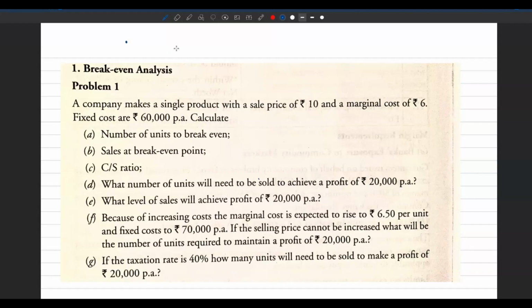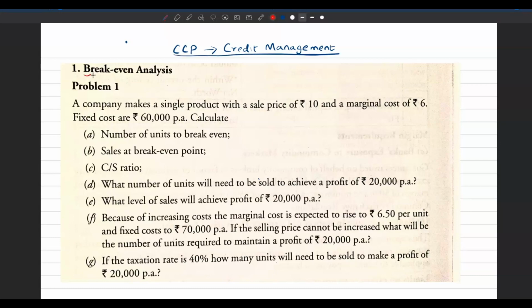Welcome. Those who are preparing for Certified Credit Professional Examination will be following a study material called Credit Management. This study material has two appendices, and in Appendix B they have given various examples and problems. Okay, let's see one by one.